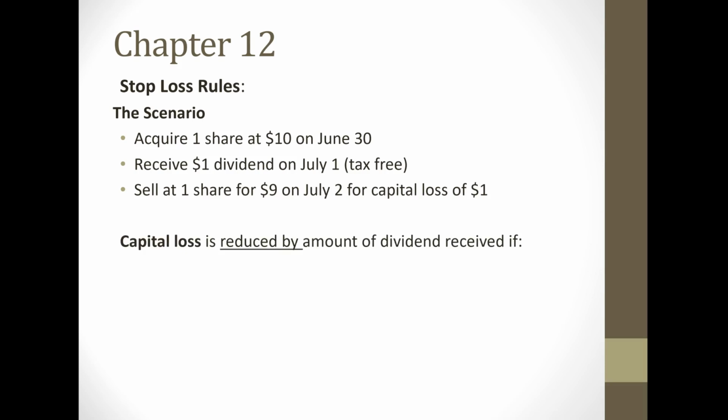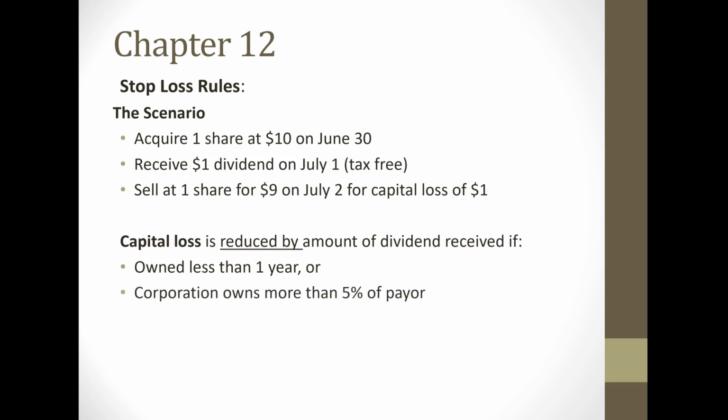And what it says is that the capital loss of $1 is reduced by the amount of the dividend received if the shares were owned for less than 1 year, or, now this is an or statement, so either could be true for the stop-loss rules to apply. The company owned the shares for less than 1 year, which in this example it did, or the corporation owns more than 5% of the payer corporation, the company that's paying the dividends.